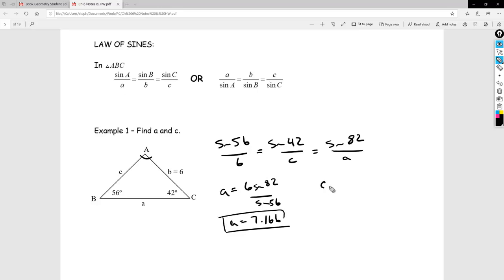Okay, same thing with c. We can cross multiply and then divide, or you can reciprocal and then multiply. It doesn't really matter how you think about it. But c is going to be 6 sine of 42 over sine of 56. So c must be 4.842.